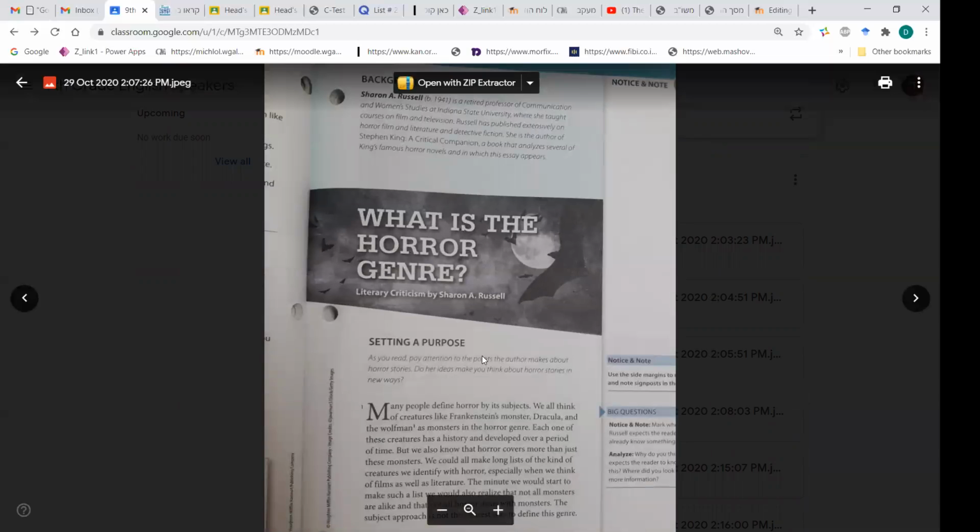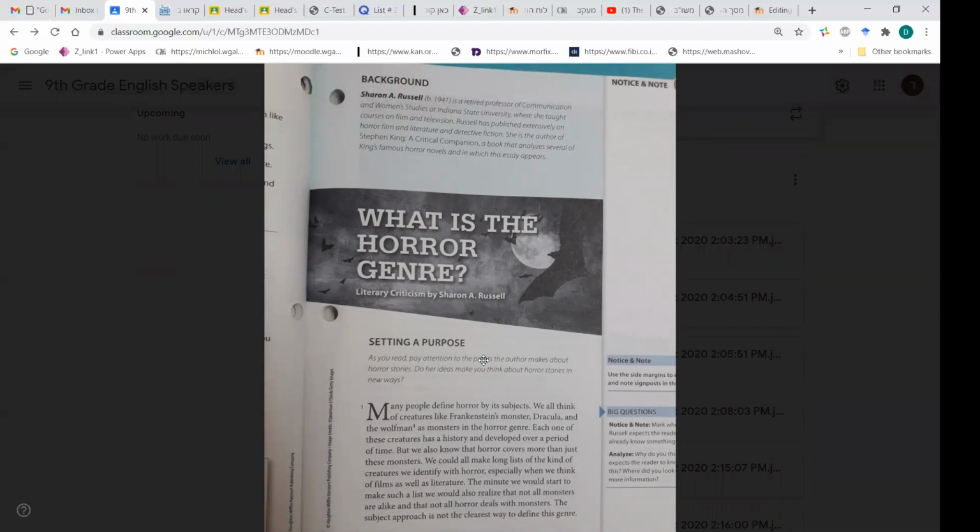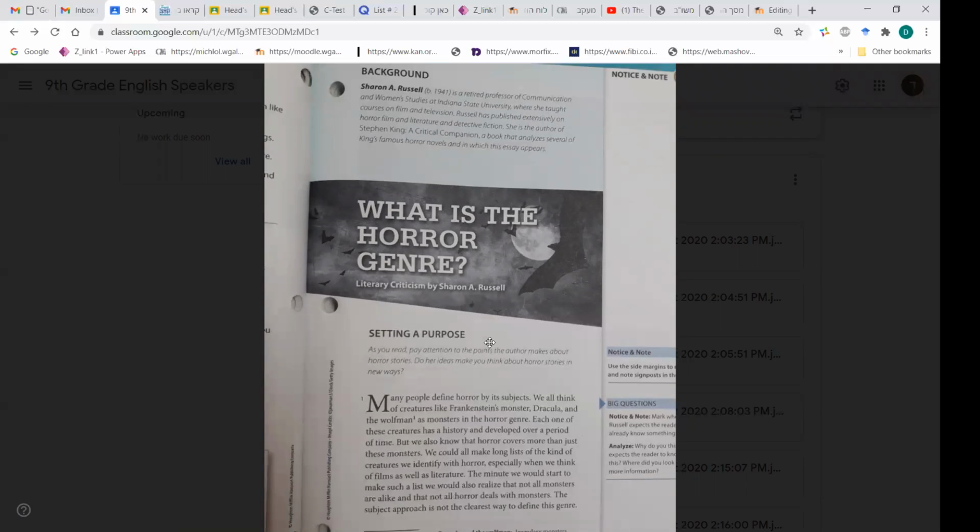It's written by Sharon Russell, a woman, retired professor of communications and women's studies at Indiana State University, where she taught courses on film and television. Russell has published extensively on horror film and literature and detective fiction. She is the author of Stephen King, A Critical Companion, a book that analyzes several of King's famous horror novels, and in which this essay appears.